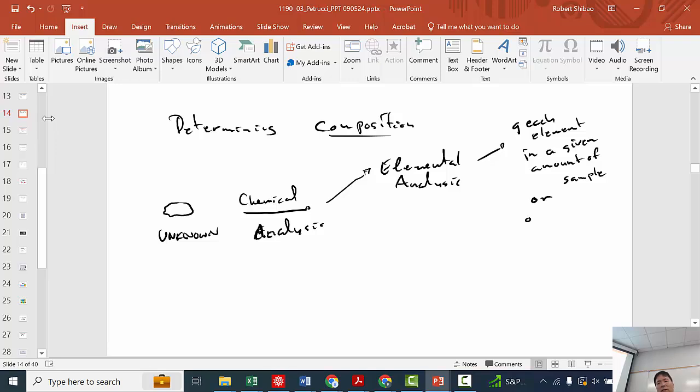Or percent composition. So here, they can either tell me how many grams of each element in, let's say, 100 grams of sample, or just the percent composition. This is typical.